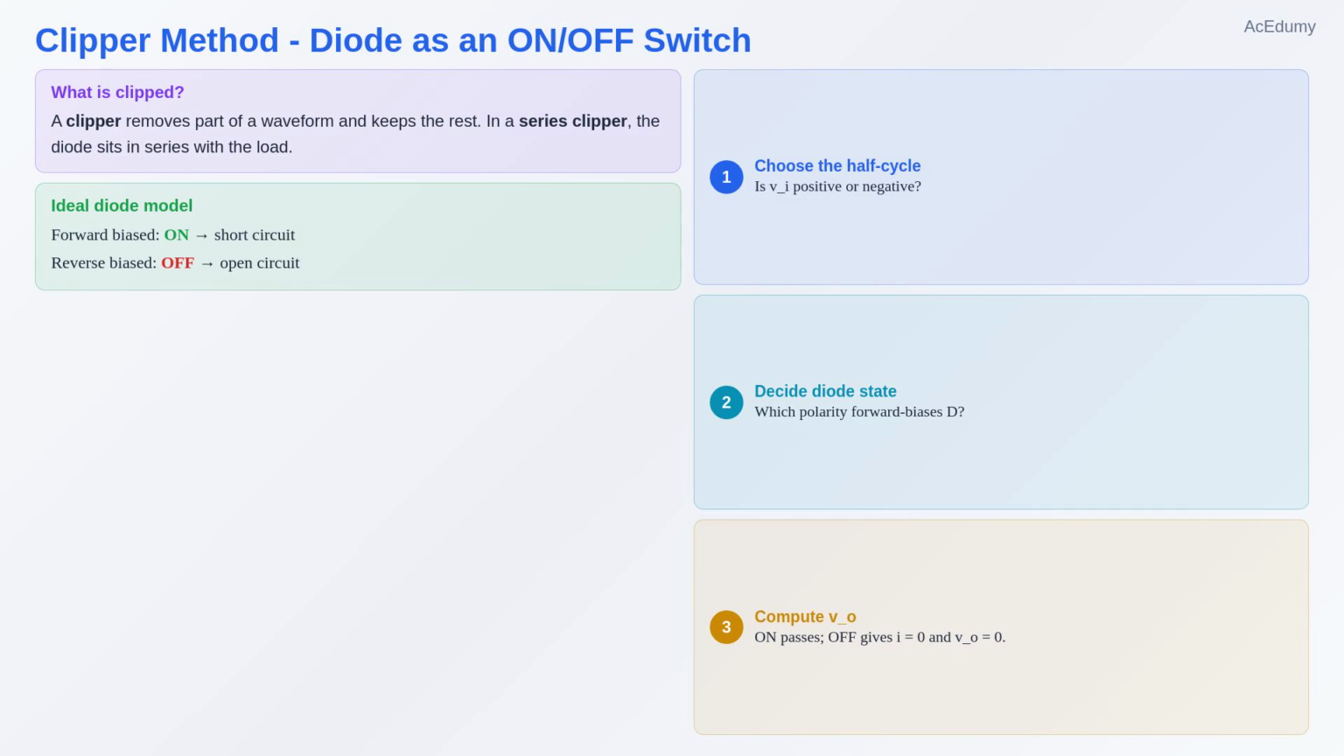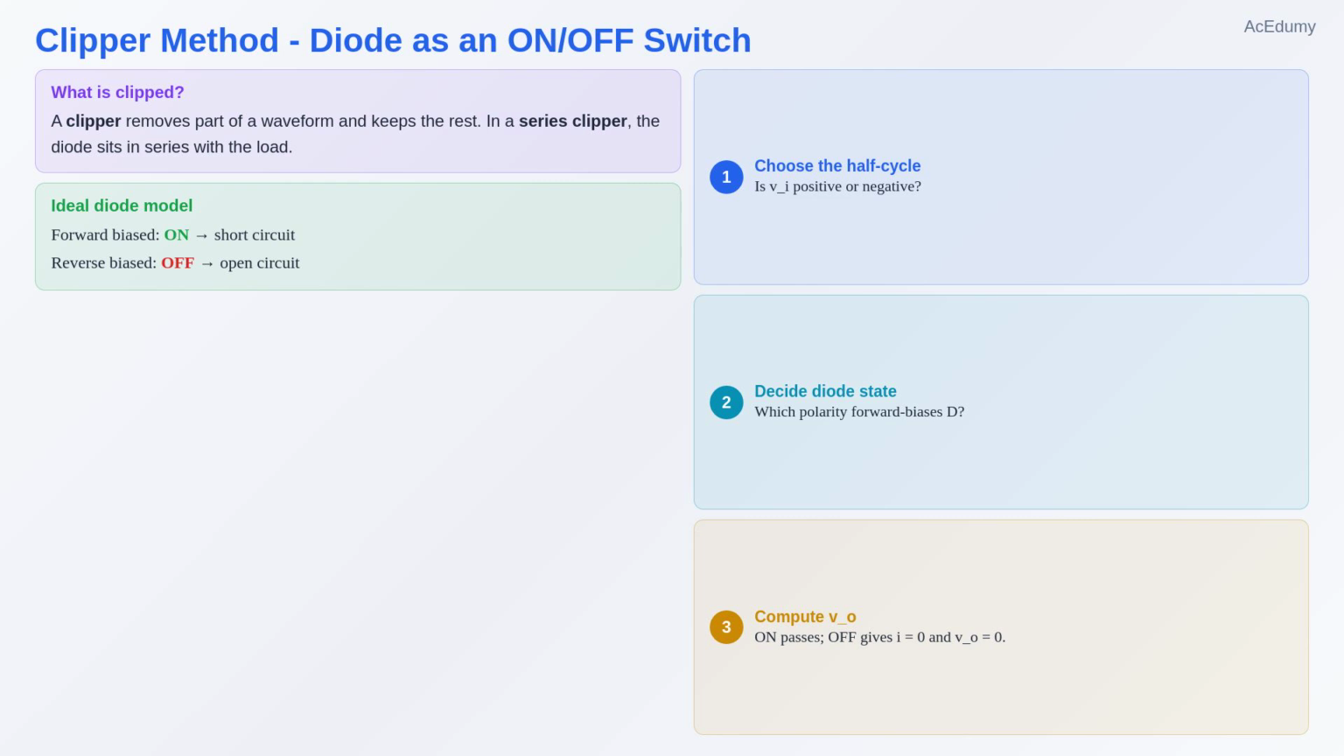Now we start a new diode application, clipping. A clipper circuit removes or clips part of a waveform. The diode is used like an automatic switch. When it is forward biased, it turns on and lets current flow. When it is reverse biased, it turns off and the branch becomes open. In this lesson, we use the simplest version, the series clipper. Series means the diode is in series with the load resistor.